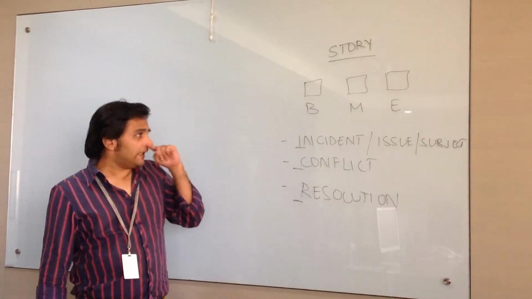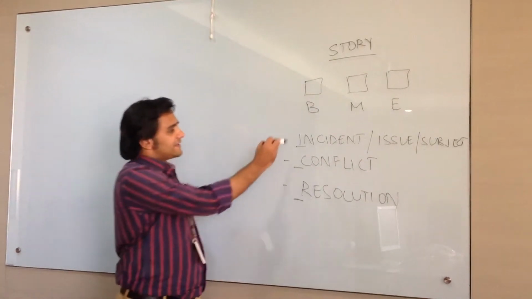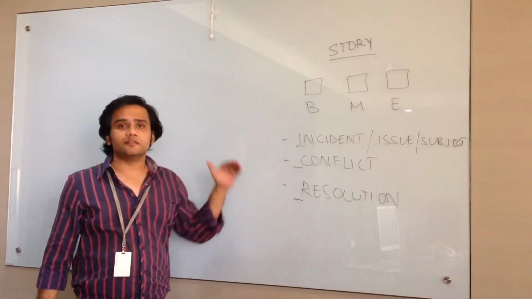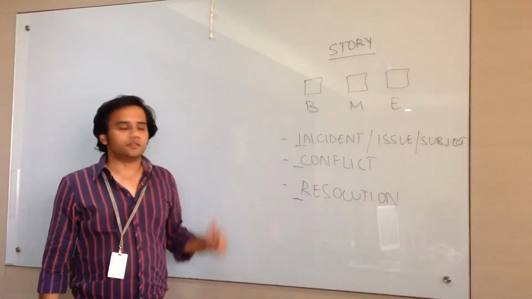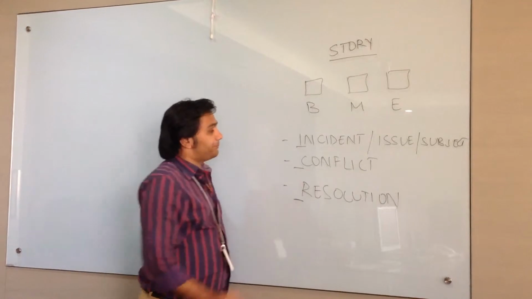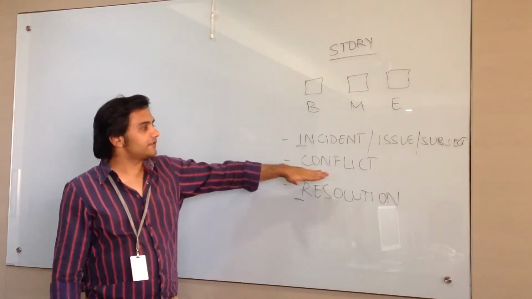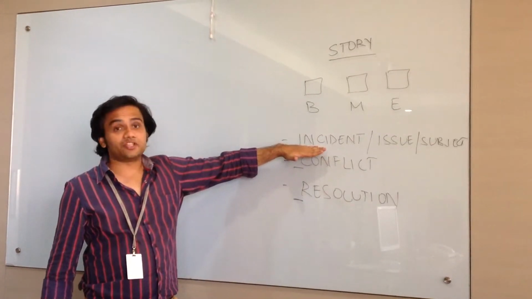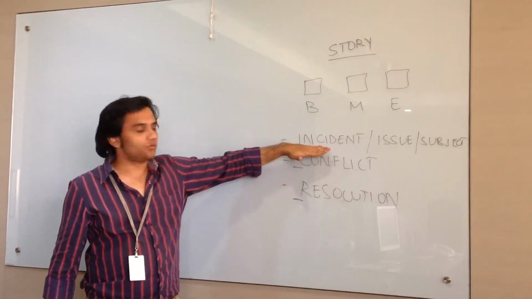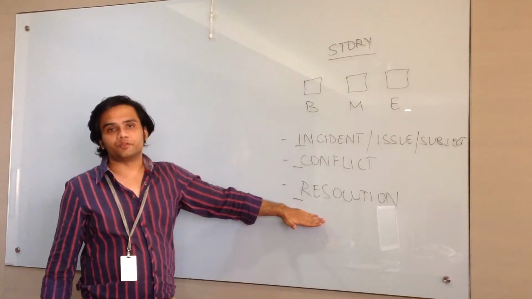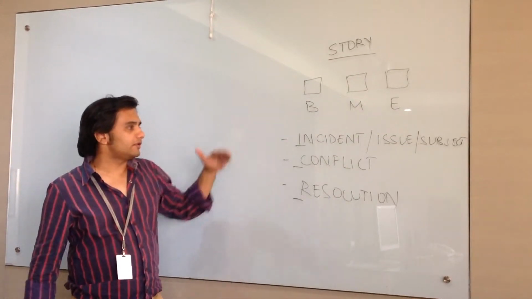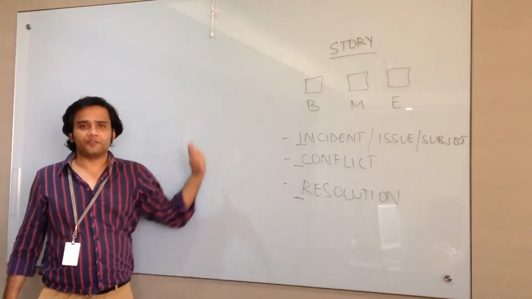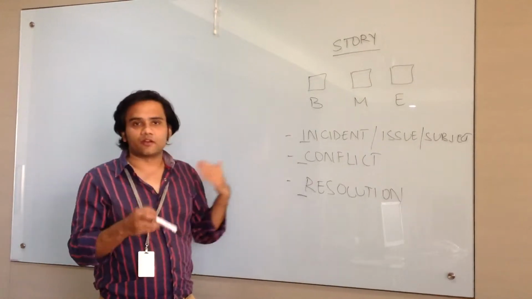Now, we need not be bound by these three occurring in a certain predefined order. You can always begin your story with the conflict, then establish what the issue was or the incident was, and then come to the resolution. So the choice is basically pretty free, what you want to play around with.